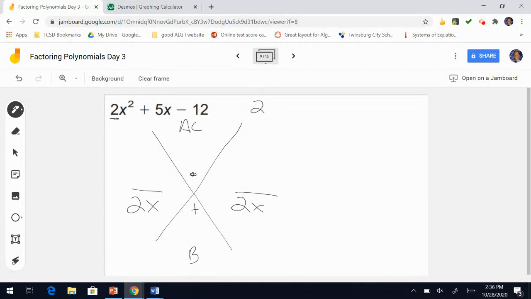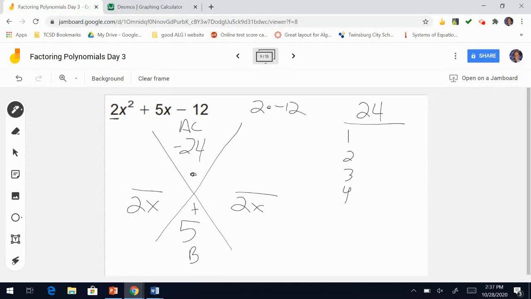AC, what is A? A is 2, C is negative 12. So what's 2 times negative 12? Gets us negative 24. What's my B value? That is positive 5. So now what am I looking for? I'm looking for factors of 24. I know it's negative. Hold on. That add to 5. So again, 1, 2, 3, 4. I'm going to stop there because I have a good number since 24.